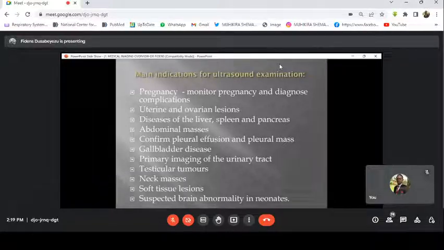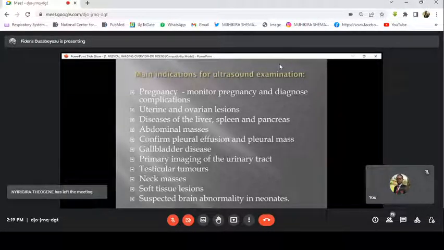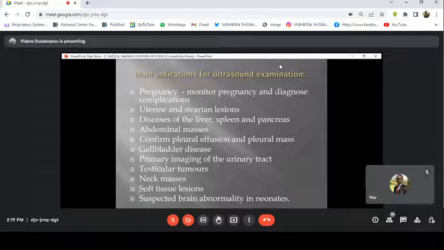And number three, it is accessible. You can even use it in the patient ward, without displacing the patient to radiology. So never confirm pleural effusion and then send the patient for X-ray or CT scan. No, just use ultrasound. It is very easy, and you can even do it yourself without a radiologist or sonographer.